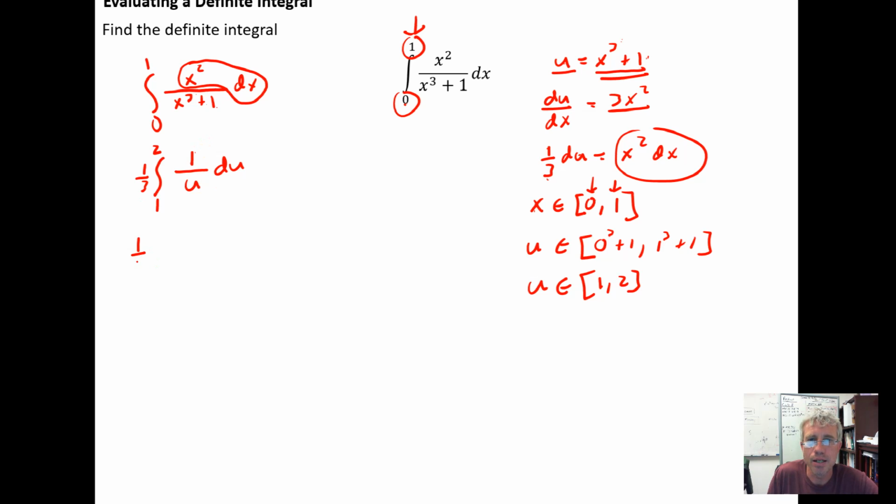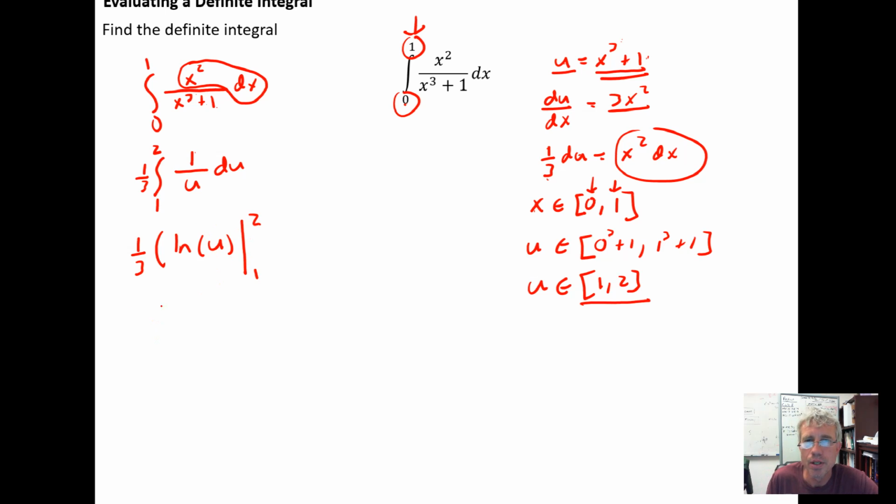So the antiderivative is going to be 1/3 the natural log of u from 1 to 2. Note I don't need the absolute value on the sign because over the closed interval from 1 to 2, u is always positive. So this is a case where I could have put the absolute value symbol, but I don't need to.